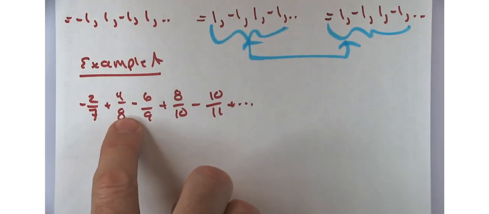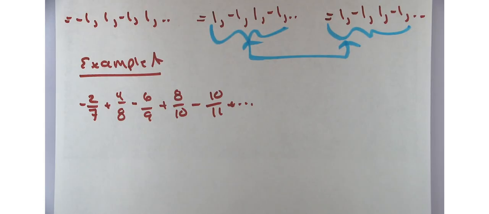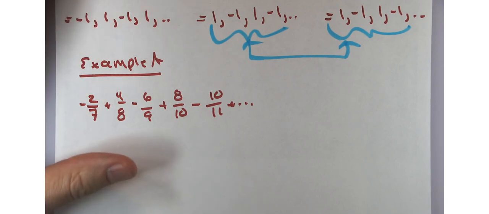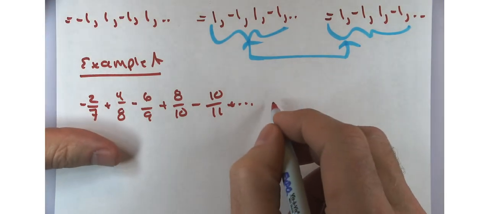Let's come back down to example A then. One of the things I'm going to need to know is what the general term in this sequence is going to look like. So let's start out, we're going to build up a sub n.